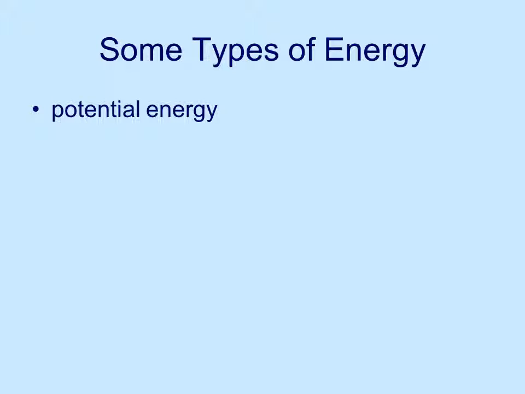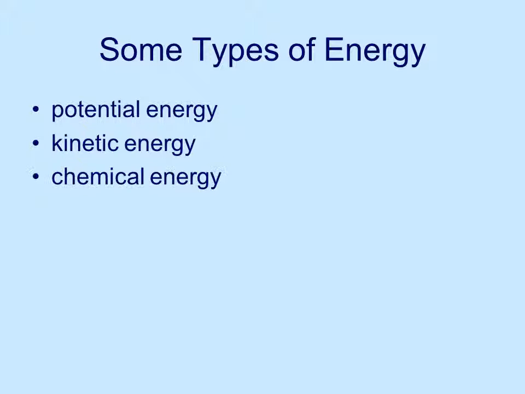There's potential energy, energy that is available and ready to be released but not yet released. Kinetic energy, the energy of things that are moving. Chemical energy, where a chemical reaction will provide some kind of energy for us. Electrical energy, where we have movement of electrons through a circuit that will provide some sort of change for us.